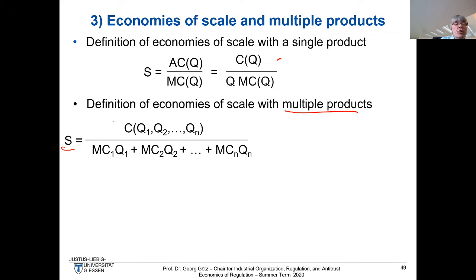So for the multi-product firm, taking this second definition here, in the numerator you simply have the total cost, and in the denominator, what do you have here? You have marginal cost weighted by the output for each product. Okay, so this is simply a weighted measure of marginal cost. Each marginal cost, for say product 1, weighted by the output of product 1.